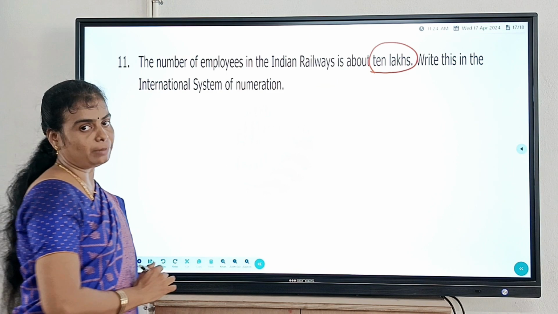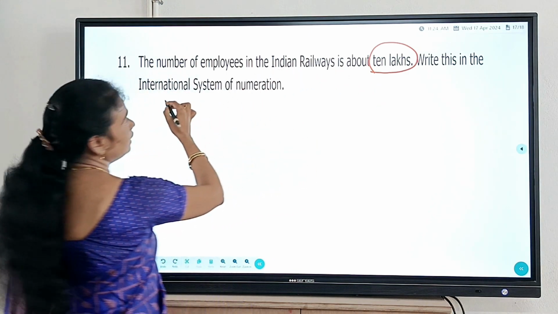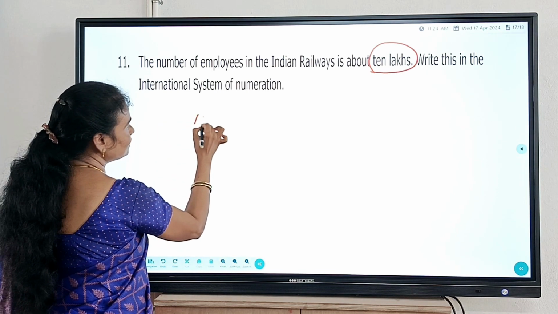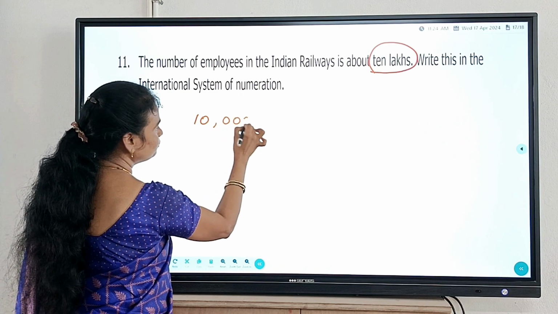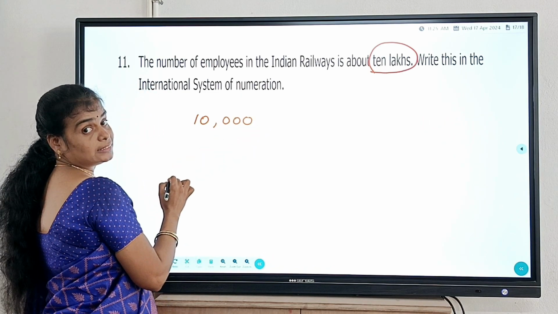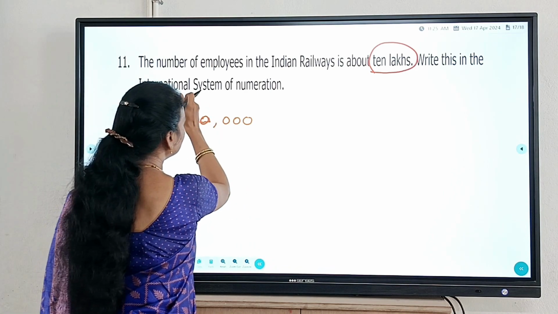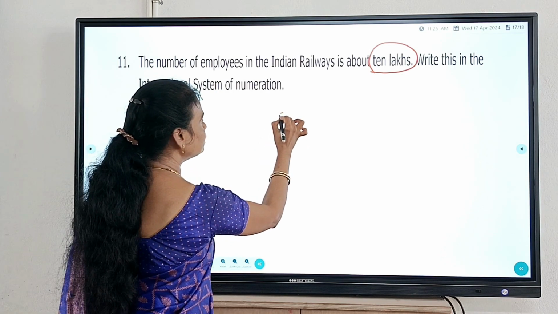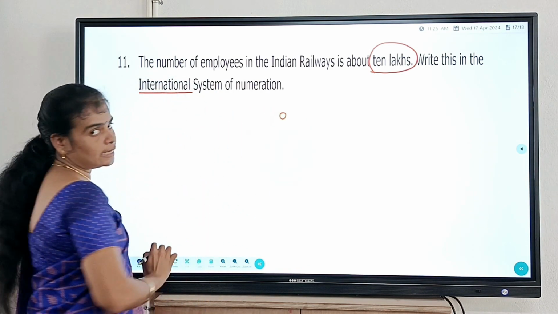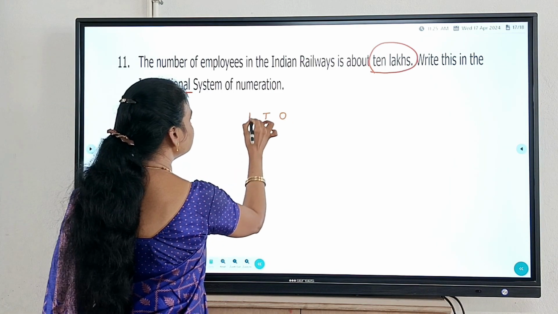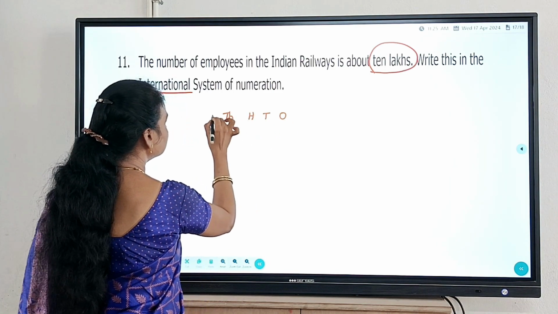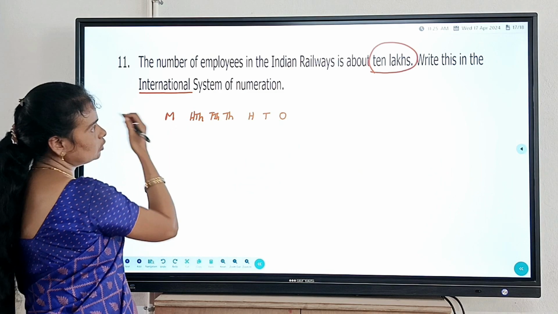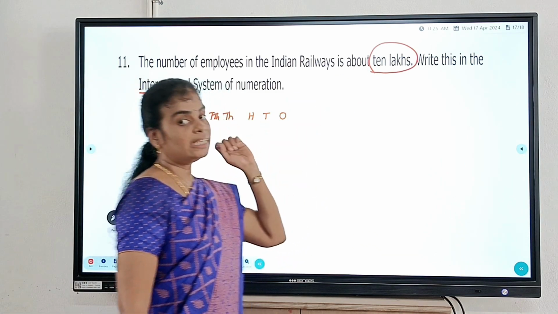Given in the number name. Okay, and you have to write this in the international system of numeration. So how will you write 10 lakhs? It will be written in this form. Is this correct? This is 10,000. So you must not write it this way. So in order not to make a mistake, you can write the place values, and you are supposed to write in the international system. So ones, tens, hundreds, thousands, 10,000s, 100,000s, millions, and it goes on. Here you are supposed to write 10 lakhs.